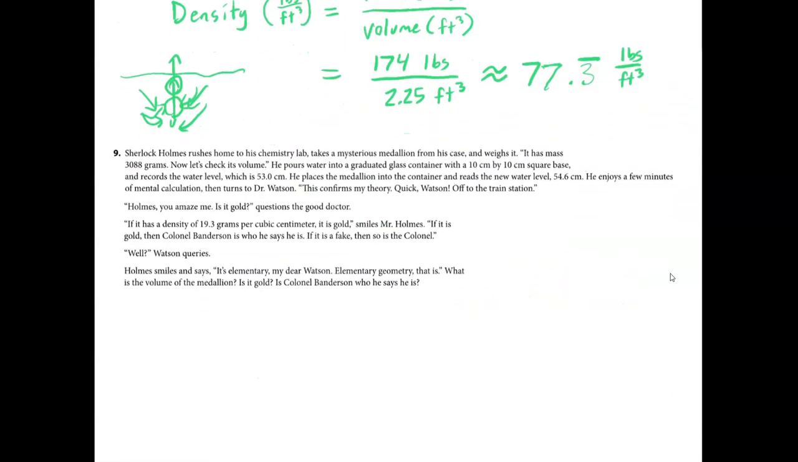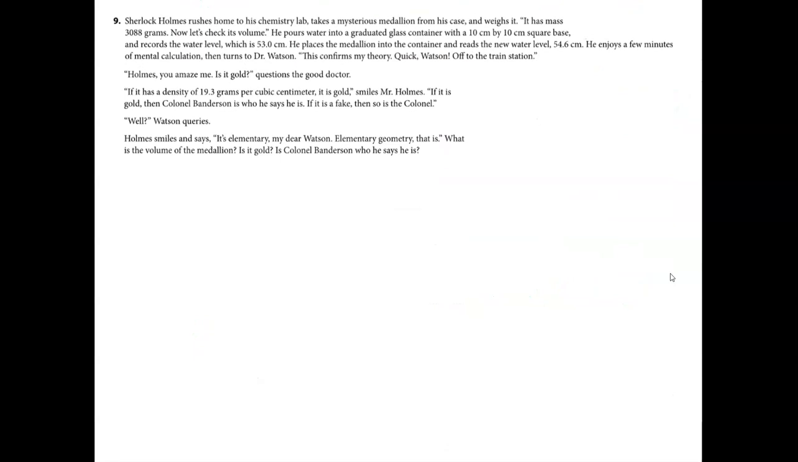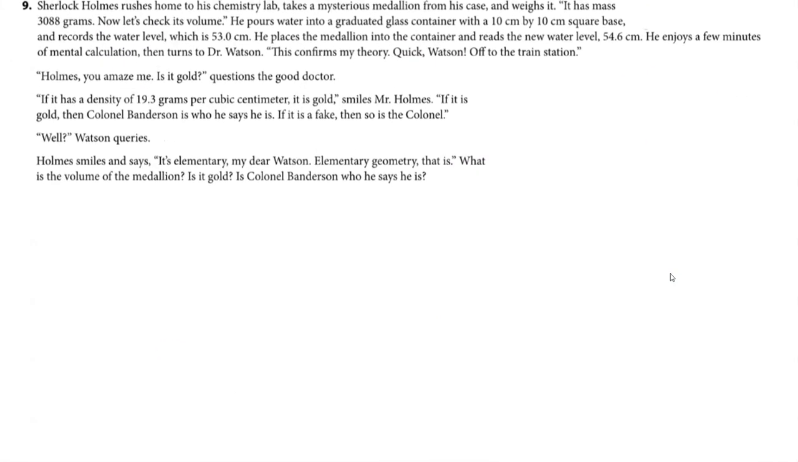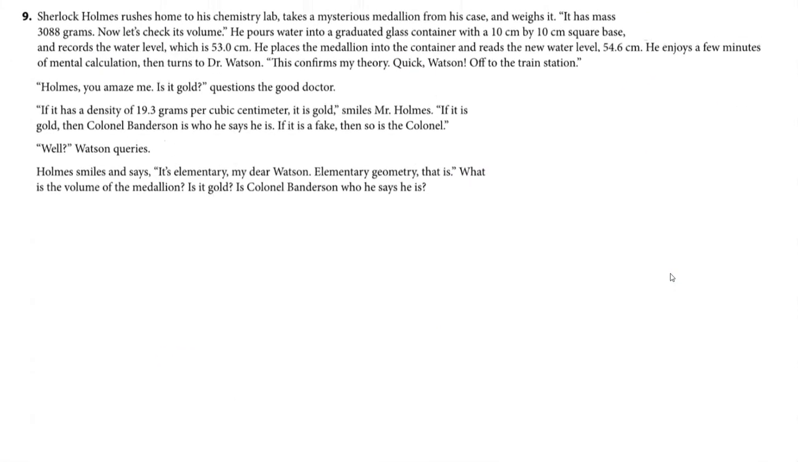Okay, let's do a last problem here. Sherlock Holmes rushes home to his chemistry lab, takes a mysterious medallion from his case and weighs it. It has a mass of 388 grams, okay? Now, let's check its volume. He pours water into a graduated cylinder with a 10 by 10 square base, okay? So let's do it right here. We have a 10 by 10 square base.